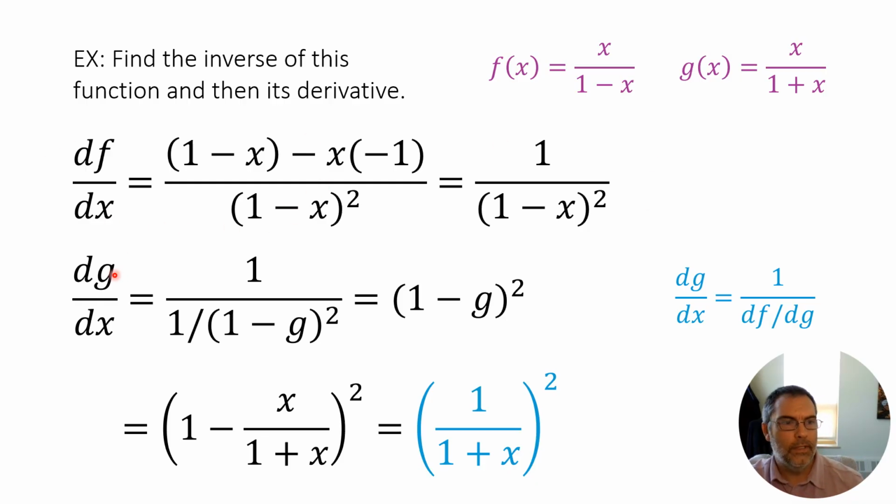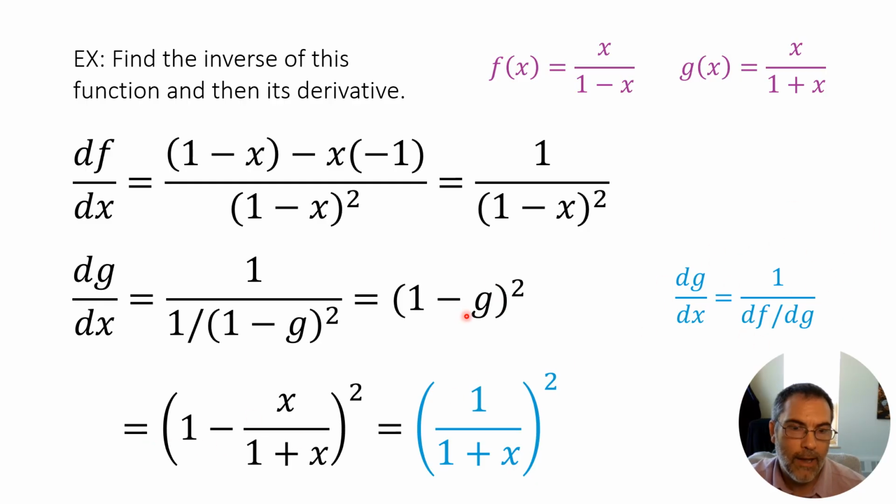What about the derivative for the inverse? We can use the inverse theorem. So now that we have this, the derivative of the inverse is 1 over the derivative of the original function, so 1 over this, and then replace x with g. So it's 1 over 1 over 1 minus g squared, which is the same thing as 1 minus g squared. 1 over anything is just the anything. Okay, so this is the formula that we used here. dg dx is 1 over df dg. That's our inverse theorem that we've learned.